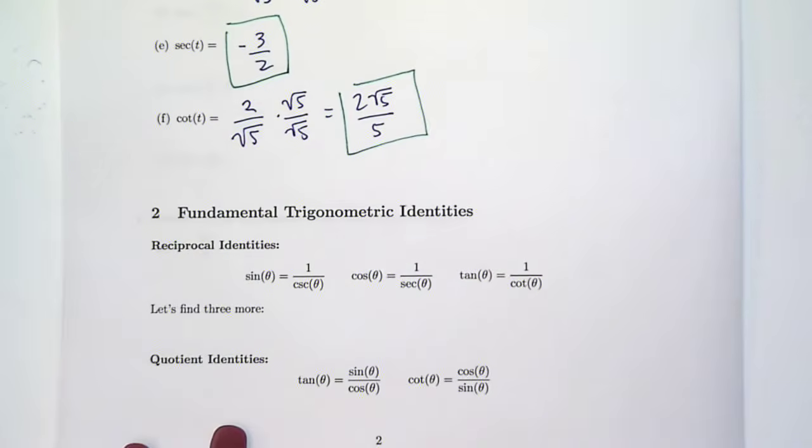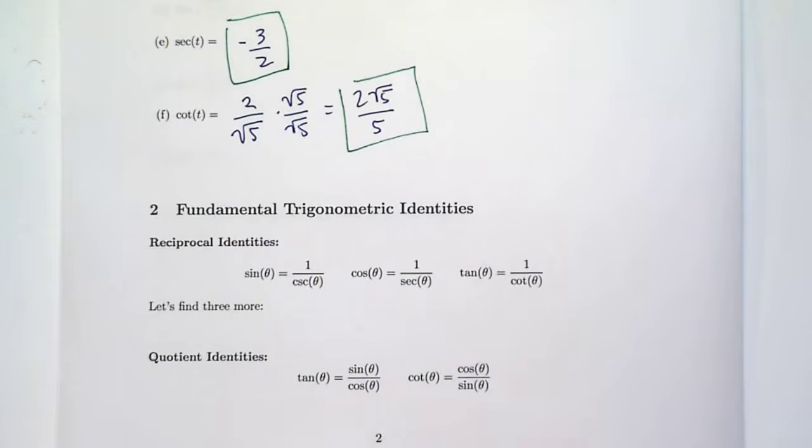Okay, so let's start talking about some of the really important and nice things about trig. We have nice trig identities. So we've kind of talked about a few of these before. We talked about the fact that sine and cosecant are reciprocals, cosine and secant are reciprocals, and tangent and cotangent are reciprocals. So you can just flip one to get the other.